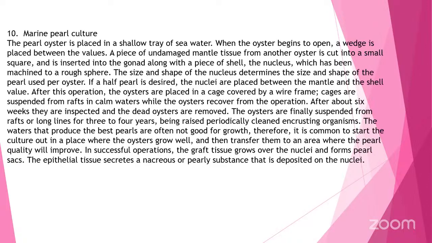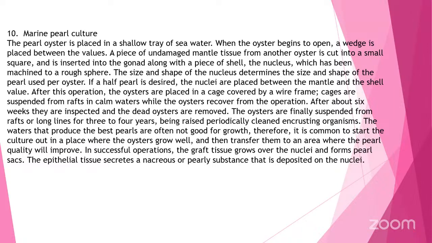Next, marine pearl culture. The pearl oyster is placed in a shallow tray of seawater. When the oyster begins to open, a wedge is placed between the valves. A piece of undamaged mantle tissue from another oyster is cut into a small square and is inserted into the gonad, along with a piece of shell, the nucleus, which has been machined to a rough sphere. The size and shape of the nucleus determines the size and shape of the pearl produced per oyster. If a half pearl is desired, the nuclei are placed between the mantle and the shell valve.